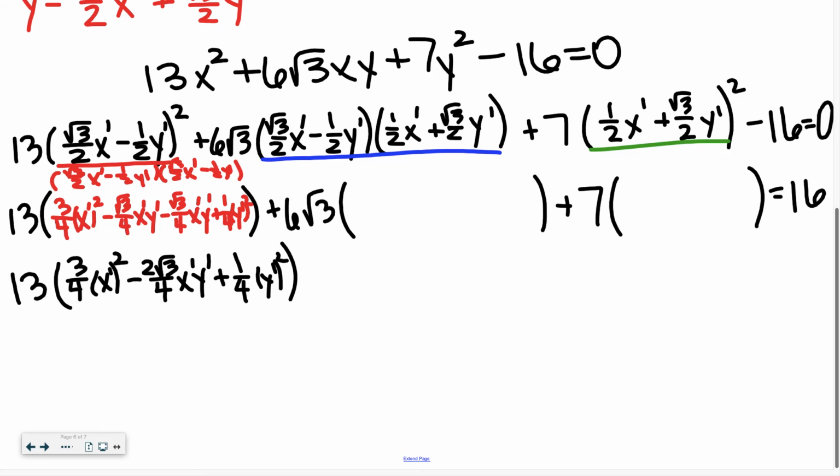What did you guys get for the product of the middle? Mine's 4/4. I got 3/4, because I got negative 1/4 x prime y prime plus 2/4 x prime y prime. And then put the parentheses with x prime. That 1/4 doesn't have a square, the x prime has a square.